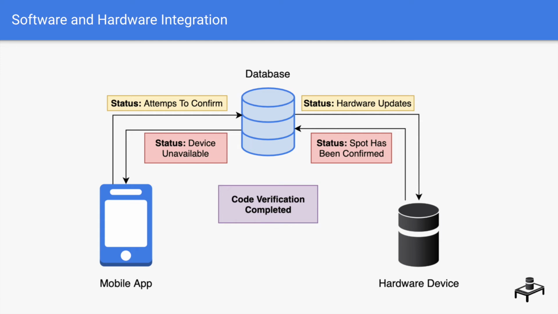The status field is now 2 and a 4-digit code has been randomly generated for verification purposes. The user will now go to the study spot location and use the keypad to enter the code. Once this verification is completed by the hardware device, the status is now changed to 3, and the light will now be red, which means the spot has been confirmed and reserved.